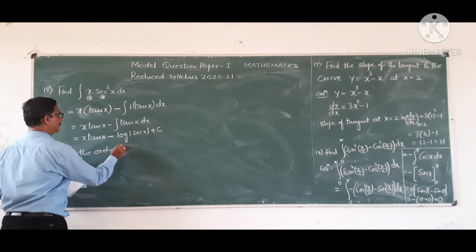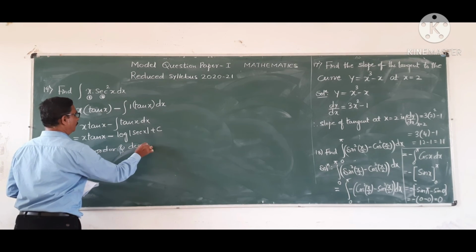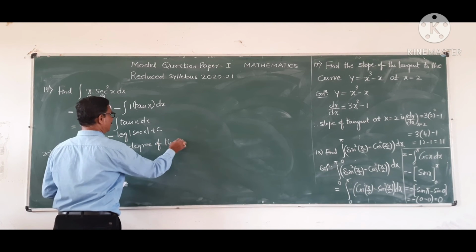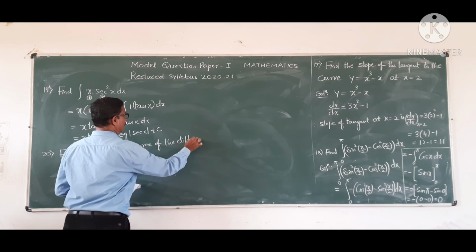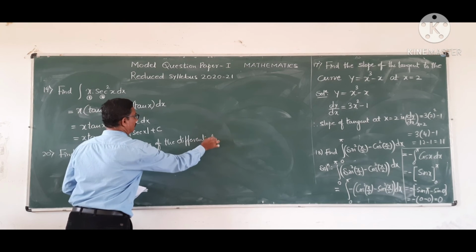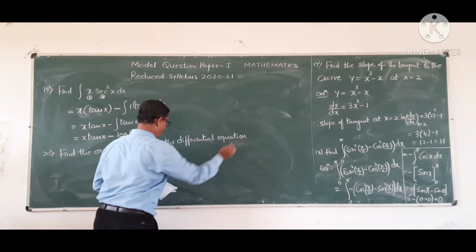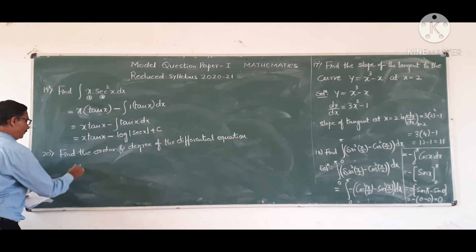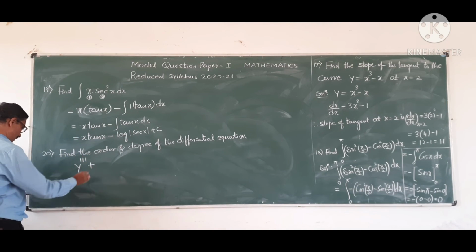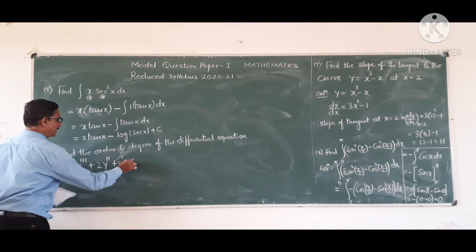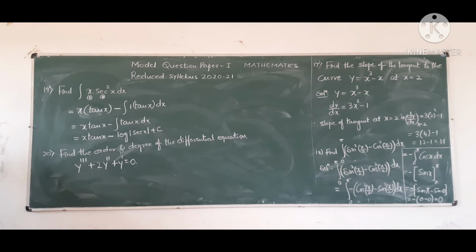and degree of the differential equation. Find the order and degree of the differential equation y triple dash plus 2y double dash plus y dash is equal to 0. So you know the definition of order and degree.